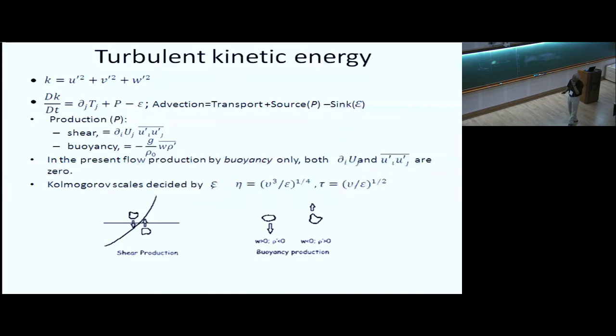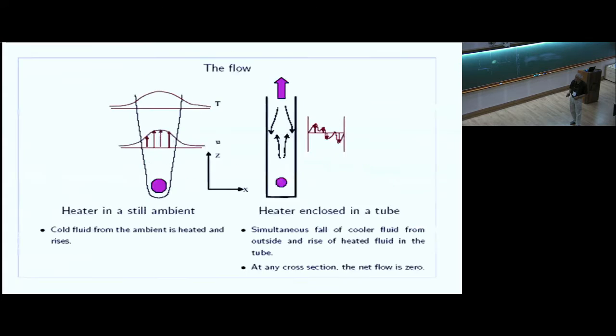So I'd earlier shown you the turbulent kinetic energy as having two components. One is shear and the other is buoyancy. So in tube convection, I'll show that the shear is totally absent. And so all the turbulent production is entirely due to buoyancy. So it's a purely buoyancy-driven turbulent flow.